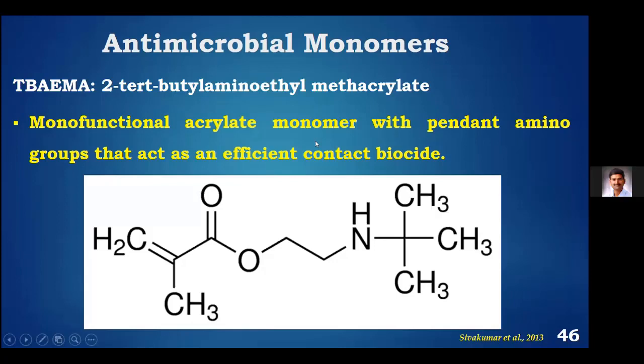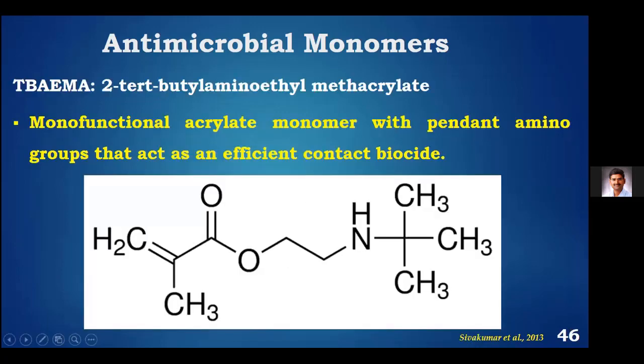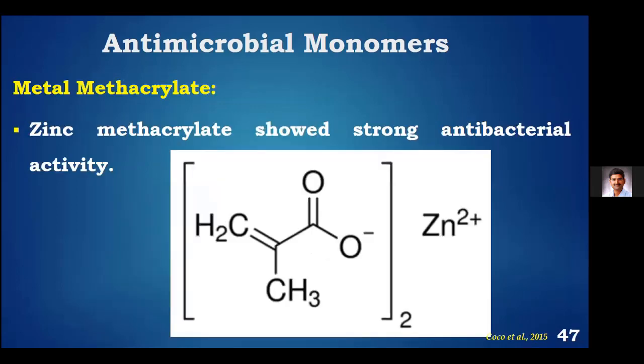Thank you. So the next monomer that has been tried is DMA monomer, which is a monofunctional acrylate monomer. It shows activity, but it reduces the characteristics of the material even if it is used in a small percentage. Next is zinc methacrylate monomers, which also have been tried and investigated.